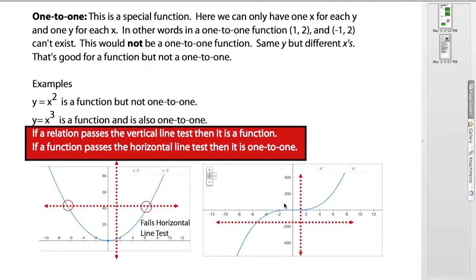Okay, so remember, the vertical line test tells me if a relation is a function. If it's not a function, it's definitely not going to be one-to-one either, because a one-to-one graph is also a function. So if it's a function, it passes the vertical line test. I check the horizontal line test. If it passes that one, then it's also one-to-one.